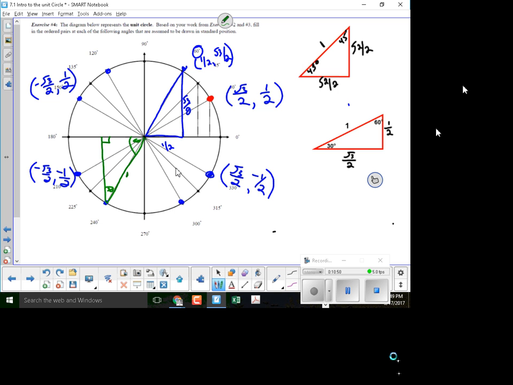Now we know across from the 60 is radical 3 over 2. So that's going to be your y-coordinate, but it's going to be negative because it's below the x-axis. Across from the 30 is a half. So that's going to be your x-coordinate, which is negative a half because it's to the left. And that's the way you work it. And now you can just go ahead and flip that over the y-axis.